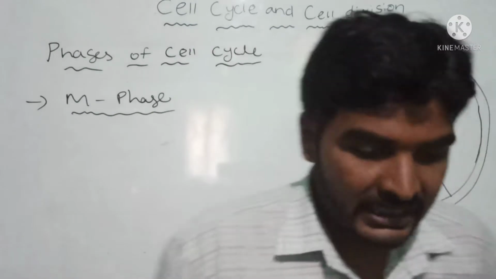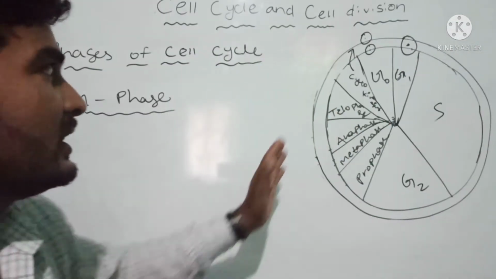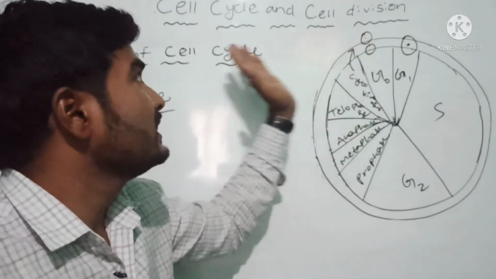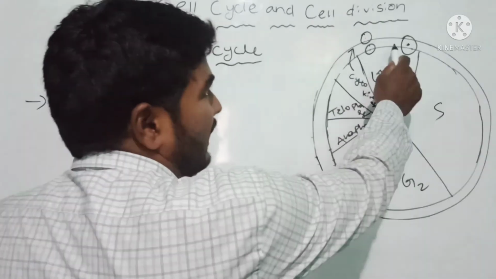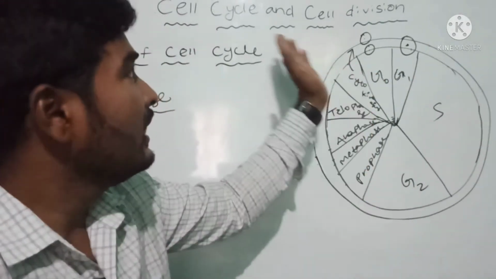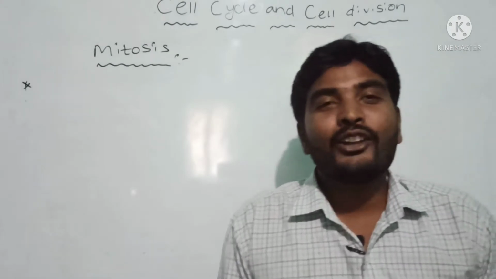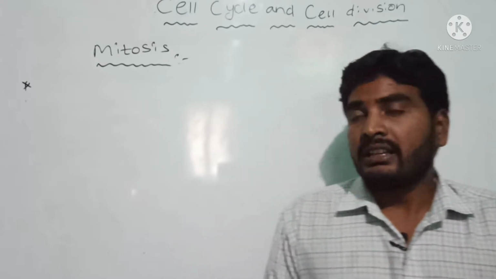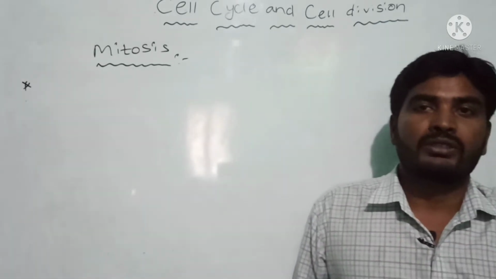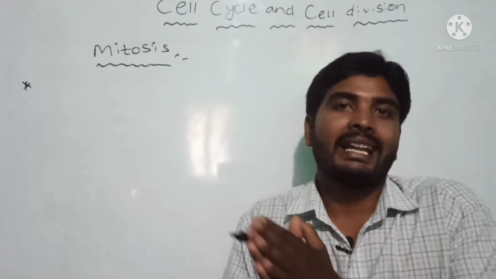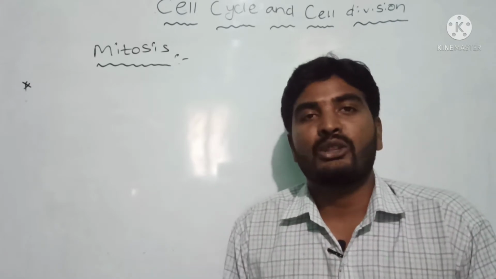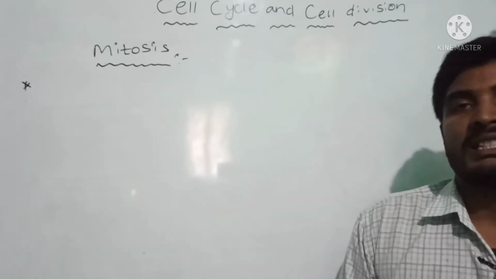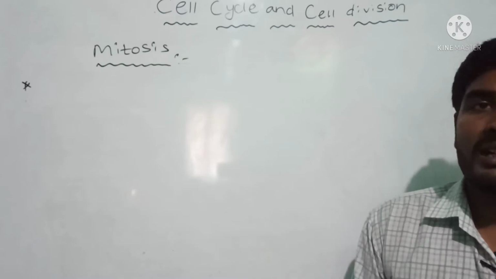The M phase is the actual cell division phase. A cell is divided and results in daughter cells. That is the cell cycle. So what is mitosis? Mitosis is the equational division. Equational division means that if a certain number of chromosomes are present in the parent, the offspring also have the same number of chromosomes, by the help of mitotic cell division.